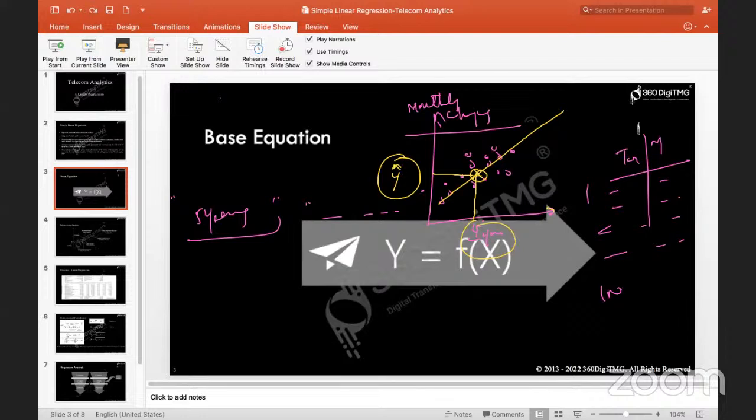When I plot this, if the relationship happens to be linear, it is going to be a straight line like this, and you check the intersection of the point and you get the predicted value. So y hat is nothing but a predicted value for a given input. This concept is called regression.